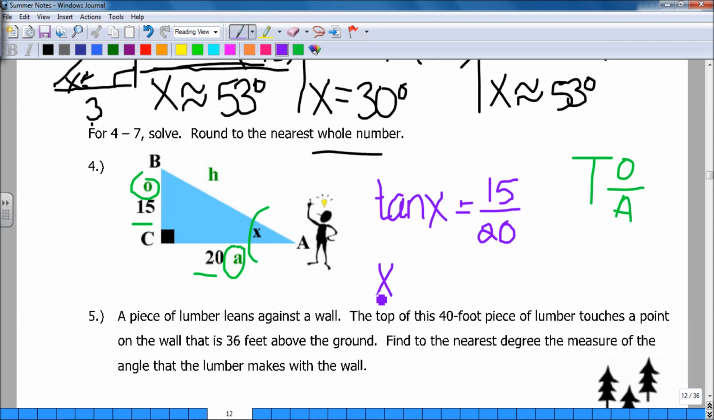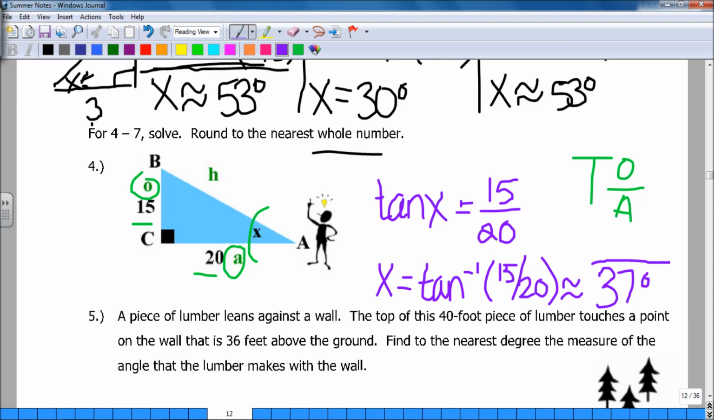Okay, now I can go ahead and show my work like we showed earlier. So x equals inverse tangent of 15 over 20. Plug that right into your calculator. You'll end up getting that x is approximately 37 degrees.